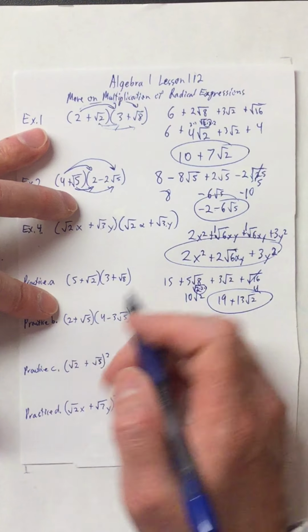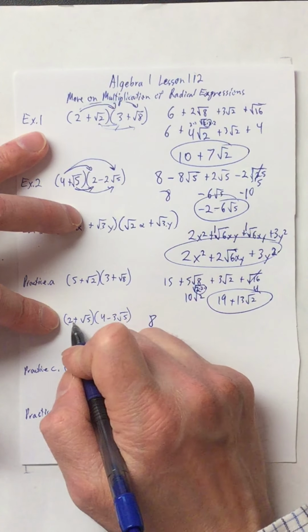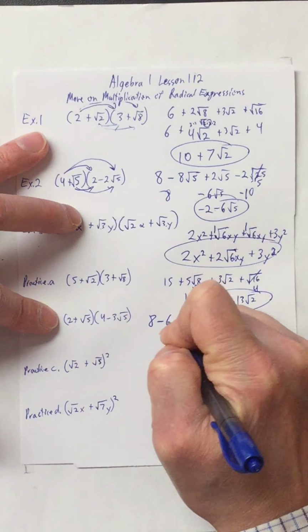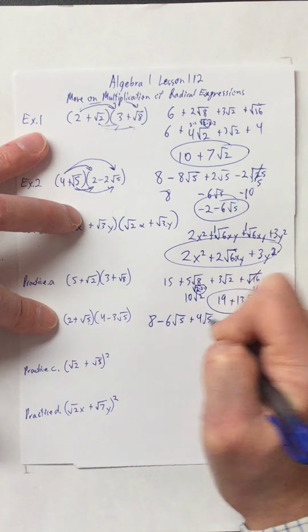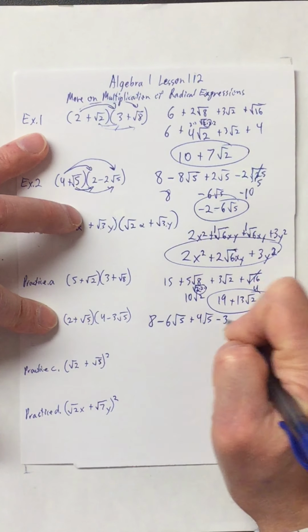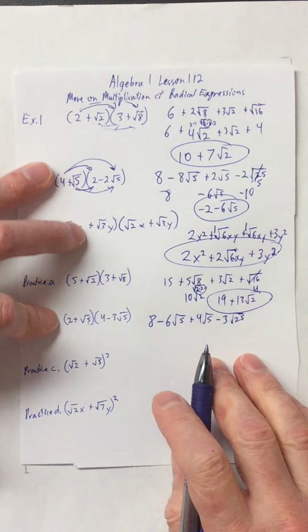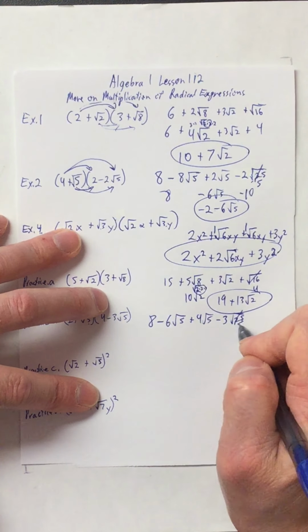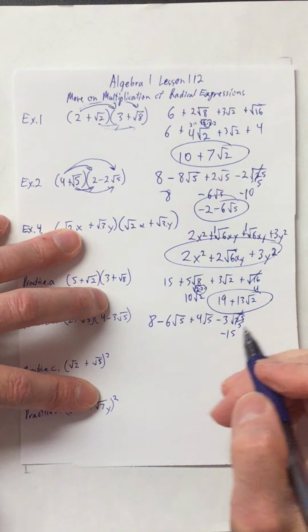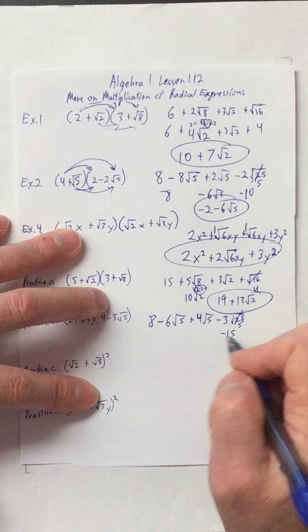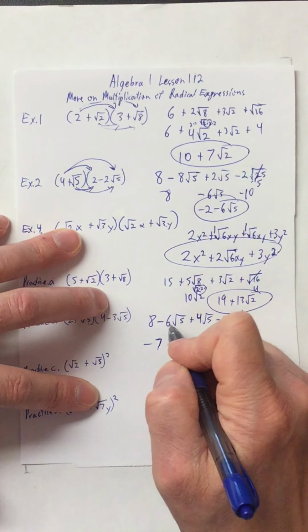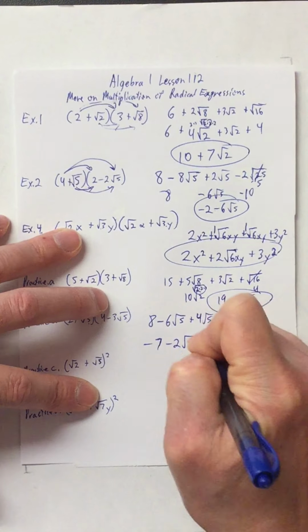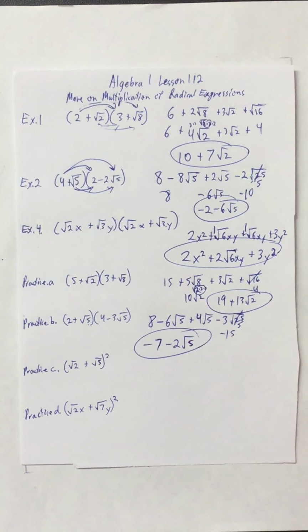All right, practice problem B. Multiply my first 2, I get 8. Multiply my 2 by my second part, I get negative 6 square root of 5. Multiply the first parts plus 4 square root of 5. Multiply the second parts minus 3 square root of 25. All right, let's simplify some things here. This is going to be 5, so negative 3 times 5 is negative 15. All right, negative 15 plus an 8 is a negative 7. And then these here can combine. Negative 6 plus 4 is negative 2 square root of 5. There's my answer for practice problem B.